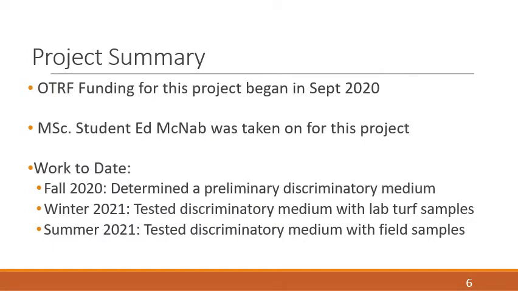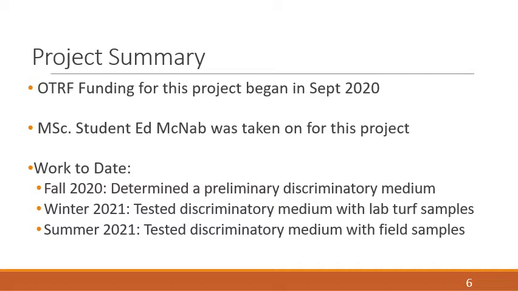Funding from the OTRF and research for this project began in fall of 2020. Ed McNabb was taken on to pursue this project as part of his master's work. By the end of the fall of 2020, we determined a preliminary discriminatory medium that is capable of producing a visual difference under lab conditions between pure isolates of the dollar spot fungus that are sensitive to DMIs and isolates that are resistant to DMIs.